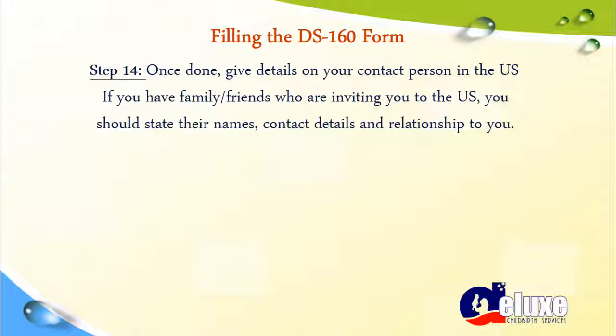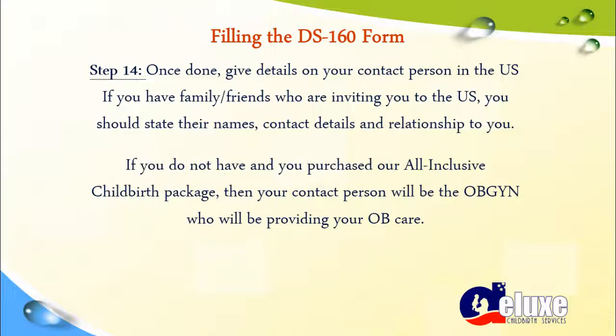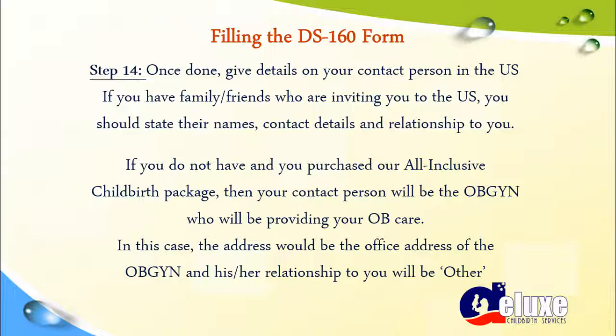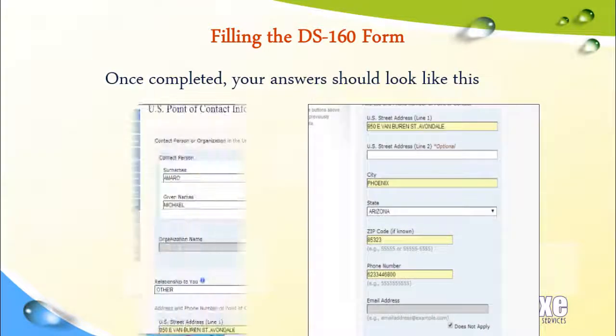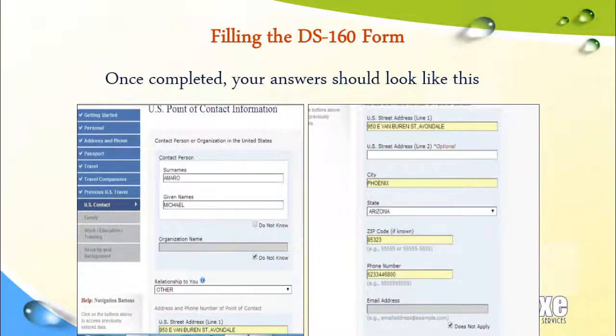and relationship to you. If you do not have and you purchased our all-inclusive childbirth package, then your contact person will be the OB/GYN, who will be providing your OB care. In this case, the address would be the office address of the OB/GYN, and his or her relationship to you will be other. Once completed, your answers should look like this.